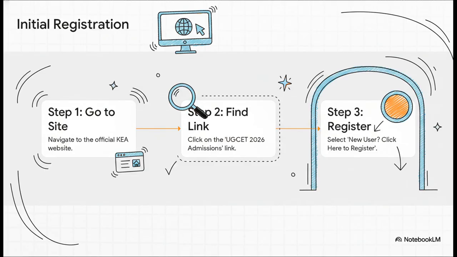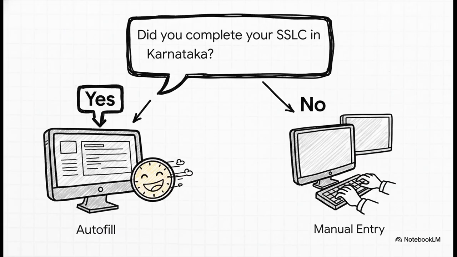Okay, so the first thing you're going to do is head over to the official KCET website. On the homepage, you're looking for a link that says something like UG CET 2026 Admissions. Give that a click, and on the next page, you should see a big, clear option for new users. That's our starting point. The very first question they'll ask you is if you completed your SSLC, your 10th standard in Karnataka. Now, if you did, selecting yes is a huge time saver.